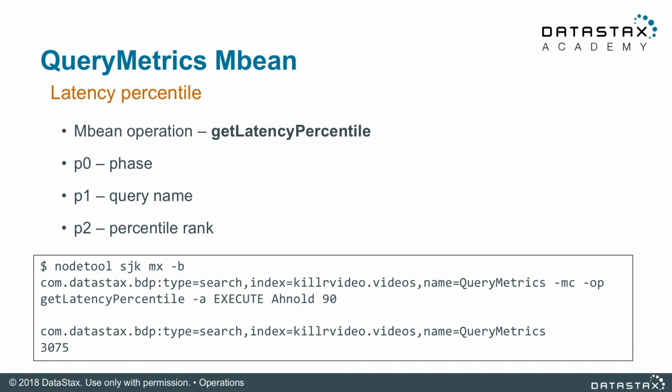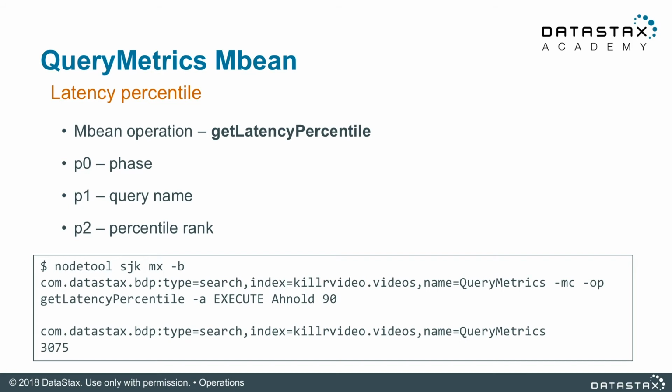The MBean operation getLatencyPercentile can be used to retrieve the highest latency time for a specific percentile of search queries executed. The arguments for this operation are again the phase and the query name, but will also include the percentile rank, which is an integer representing the percentage. Following our previous example, we are now trying to get the highest latency among 90% of the queries executed, which we have found previously to have a sample size of 50. In this command, we are still getting the latency for the execute phase. Here we see that 90% of the executed search queries were able to complete the execute phase within 3075 microseconds, or 3 milliseconds.